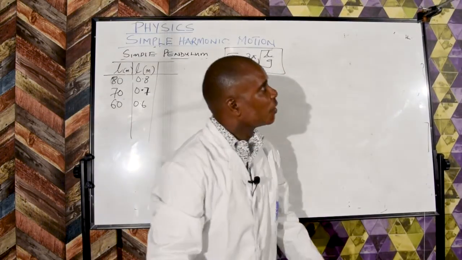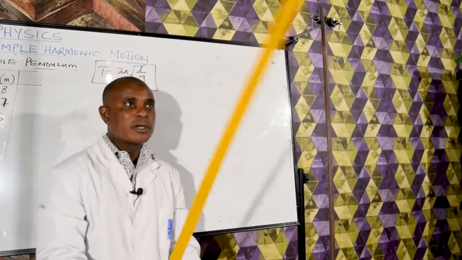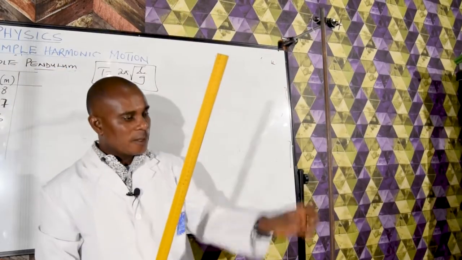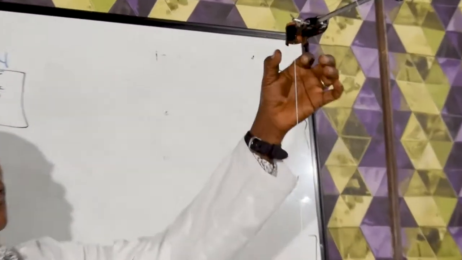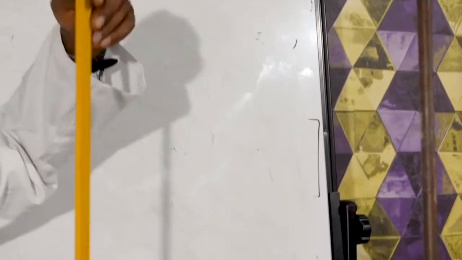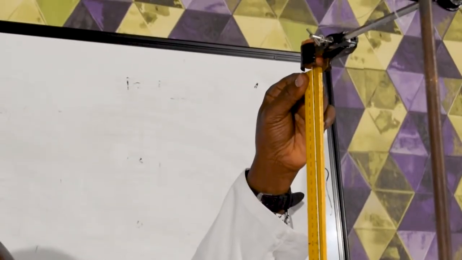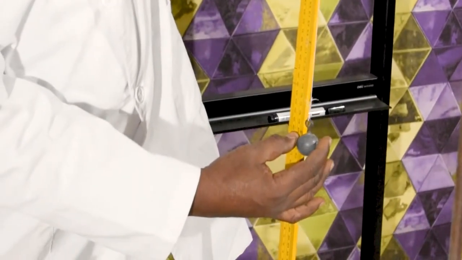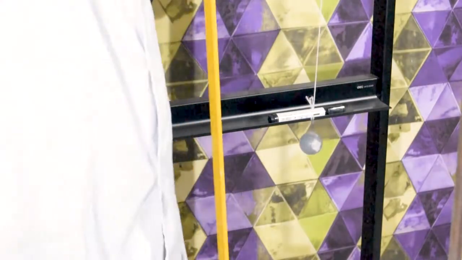I'll be able to give you an explanation on this. This is a meter rule, you know that already. This is a retort stand, and this retort stand has a clamp, and you have the cork, and we have an inextensible string, and that's the ball. I have explained this already. Prior to this experiment, I was able to measure the length of the pendulum. The effective length I've taken to be around 80 centimeters. So this is 80 centimeters, this other one is 80 centimeters, this one is also 80 centimeters.